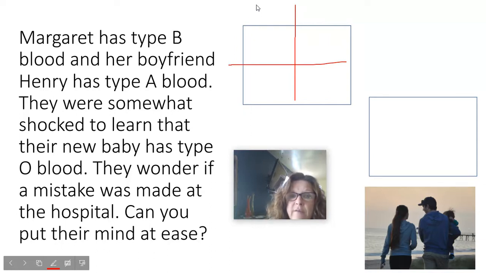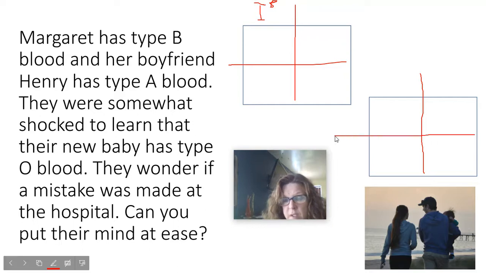Okay, so Margaret having type B blood, she could be homozygous or heterozygous, which is why I made two squares, because I don't know for sure. I want to try it both ways here. So she has type B blood. I'll put a B there. Remember, I'm just doing two simultaneously here. And if she's homozygous, then she has two dominant alleles. If she's heterozygous, she's got a dominant B and a recessive allele.